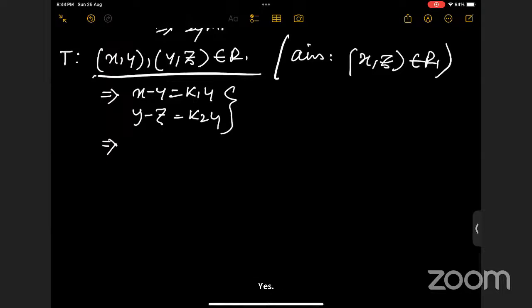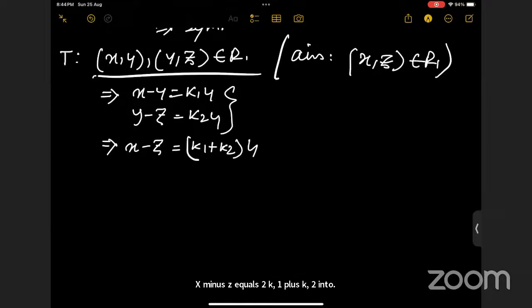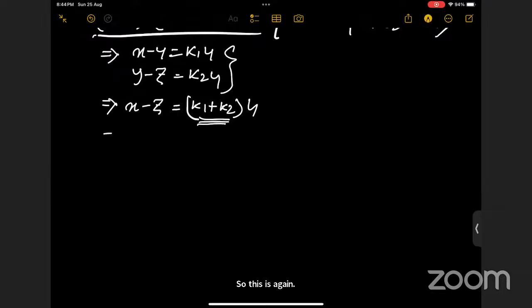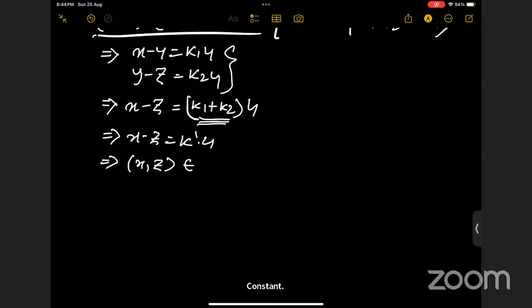Addition. We can simply add these two, then y will cancel out. Then we will be left with x minus z equals (k1 plus k2) into 4. So this is again a constant integer. So we get x minus z equals some constant into 4. So (x, z) will be in the relation, right?